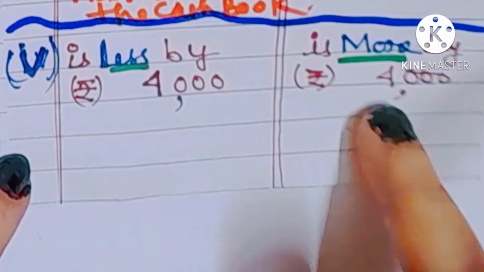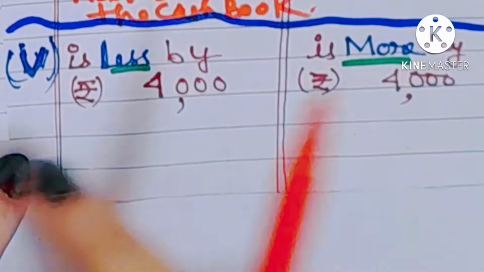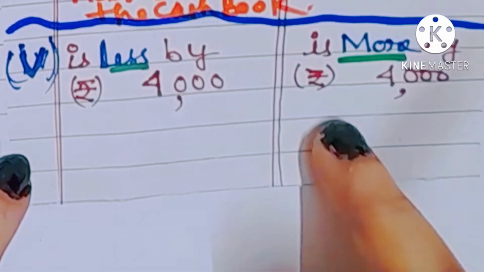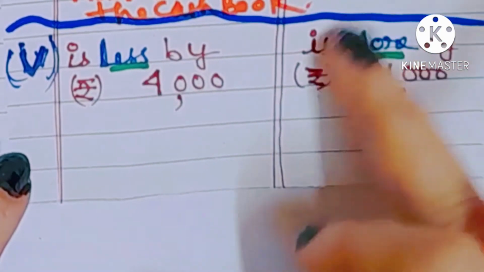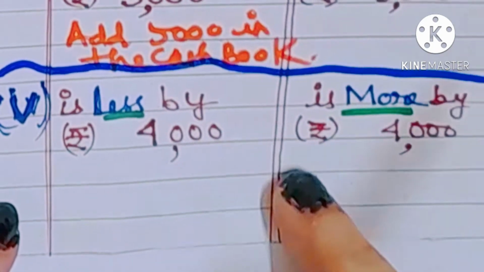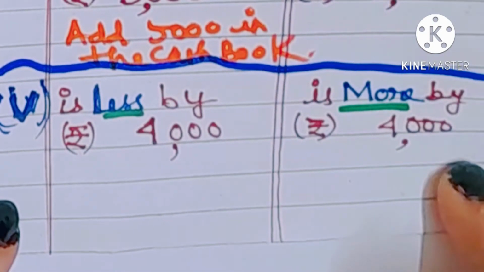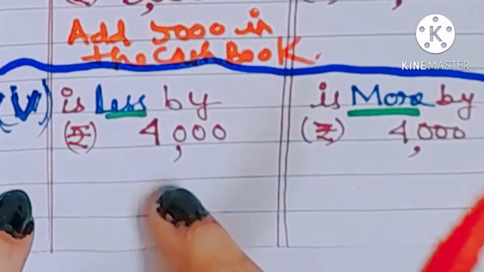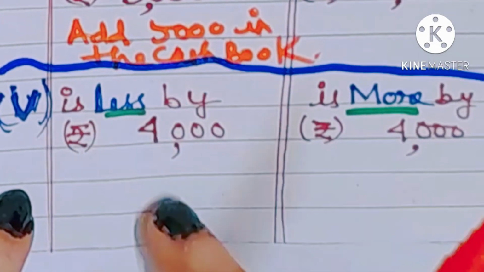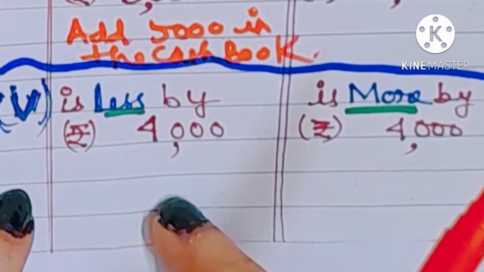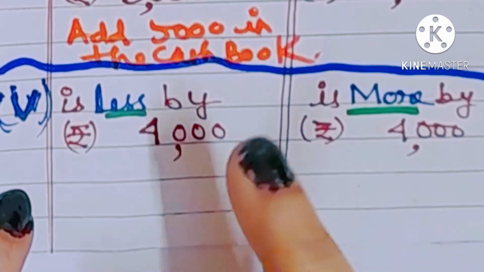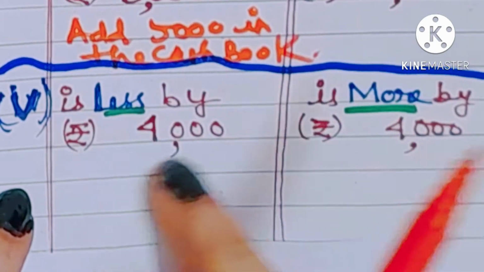But passbook is more by 4,000, since 4,000 has been recorded by the bank in the deposit column or credit column of the passbook. But the businessman has not recorded rupees 4,000 on the debit side or on the receipt side or on the deposit side in the bank column of the cash book, since he has not got the information. So cash book will remain the same, or cash book is less by rupees 4,000.